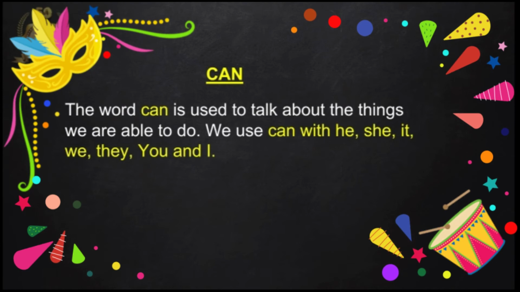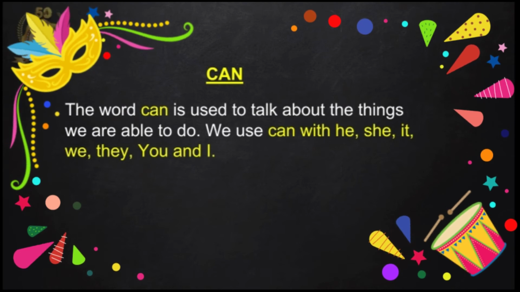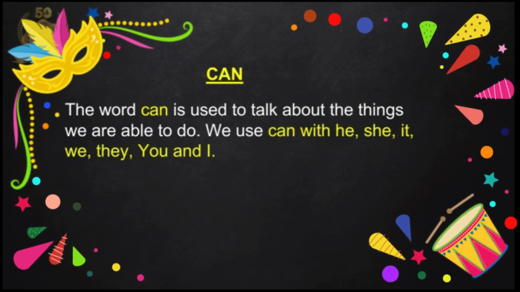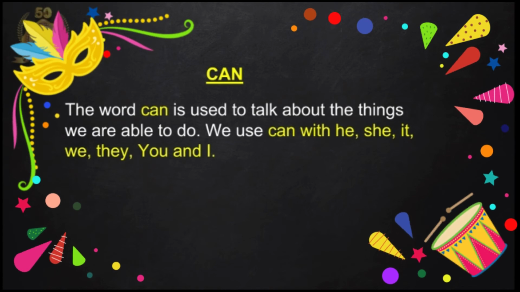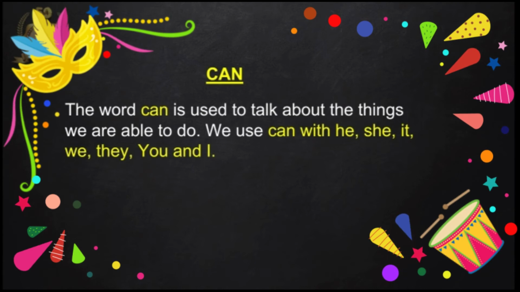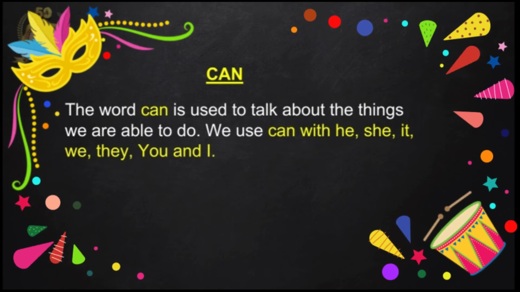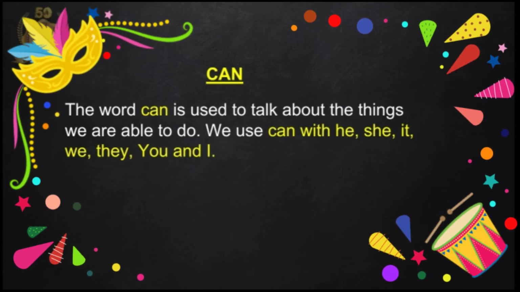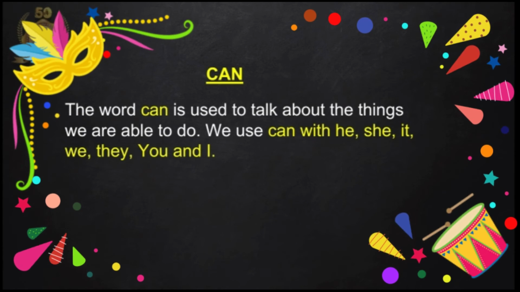Means वह सभी कार्य जिन्हें हम आसानी से कर सकते हैं, जिन कार्यों को करने के लिए हम सक्षम होते हैं, वहां हम can का यूज करते हैं. और can का यूज he, she, it, we, they, you and I के साथ किया जाता है.